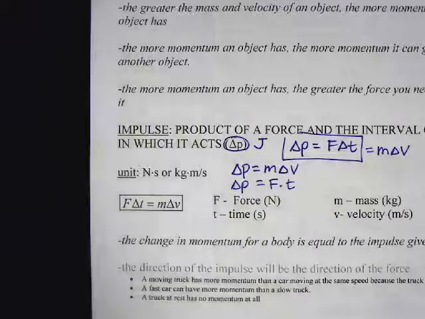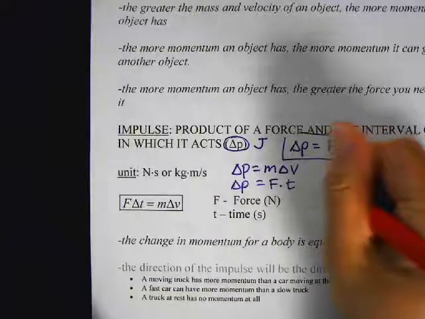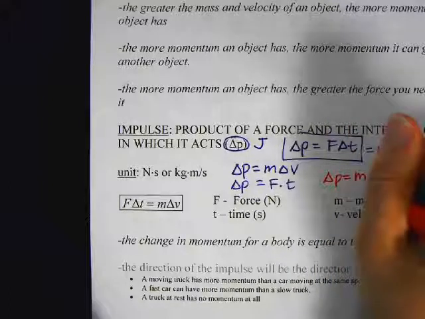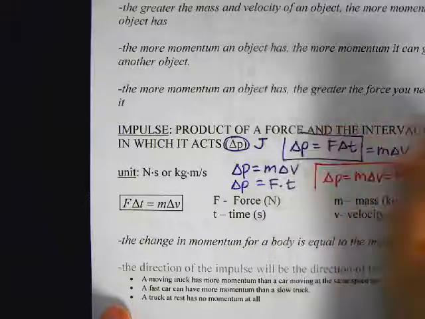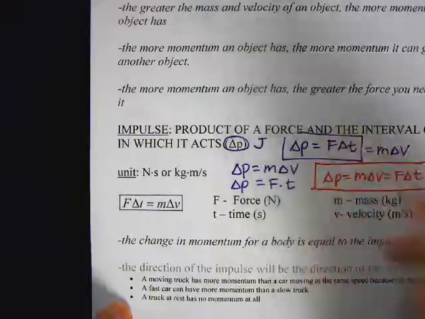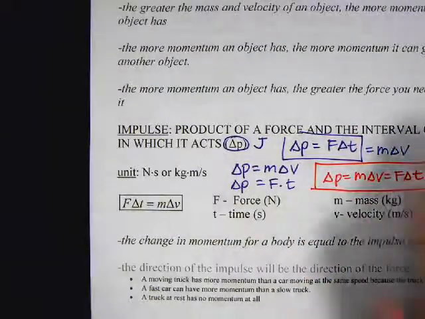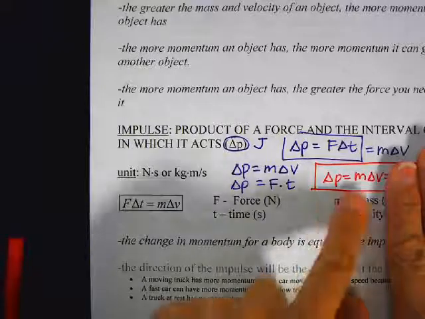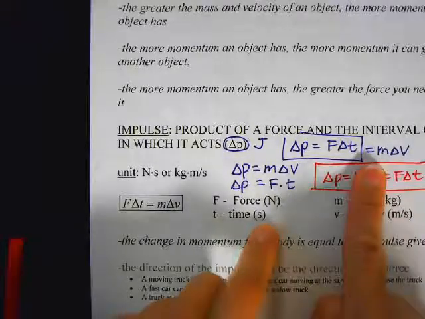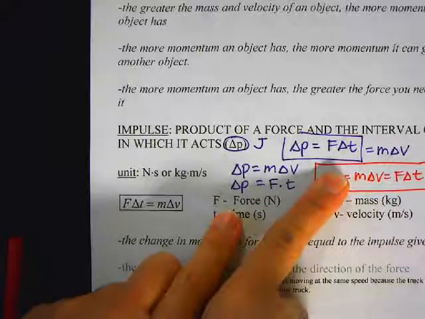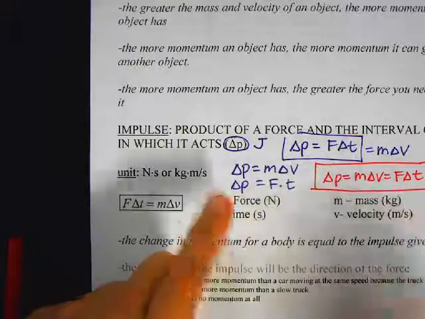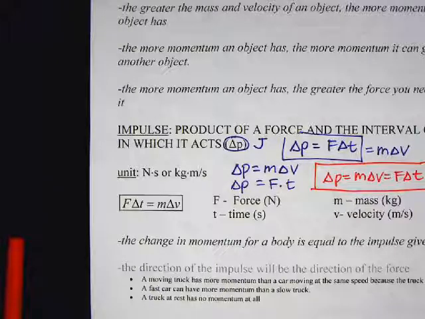The best way to remember this is to put it all together and just say delta p is equal to m delta v, which is equal to F delta t. And if you remember it like this, you're not using all three parts. You can just use the first part, delta p is m delta v. You could say delta p is F delta t, or m delta v is equal to F delta t. And remember, delta means a change in. So the change in would be the final minus the initial.